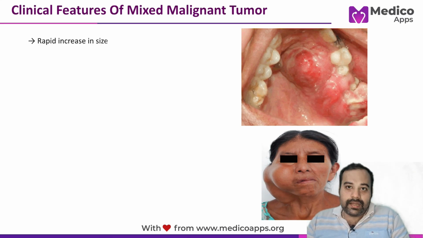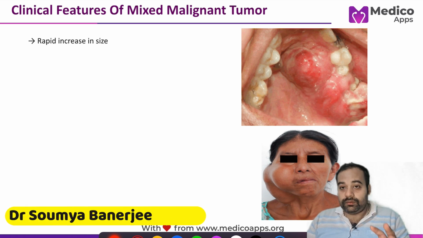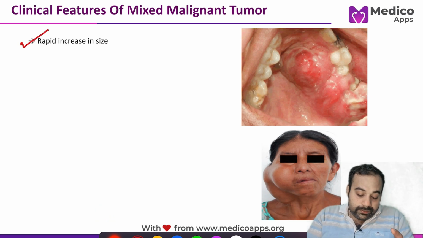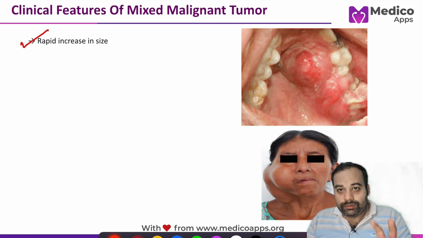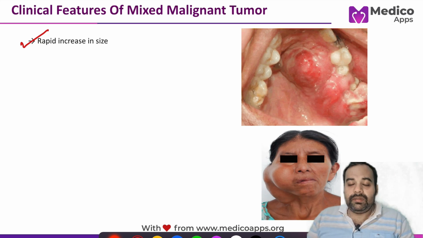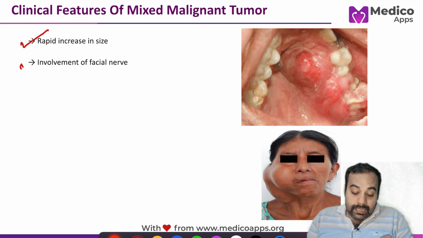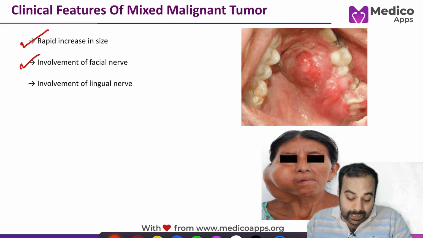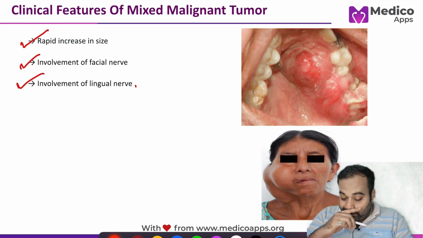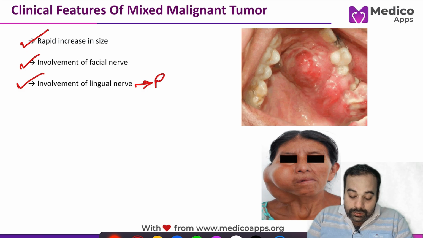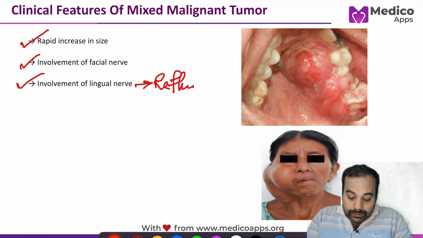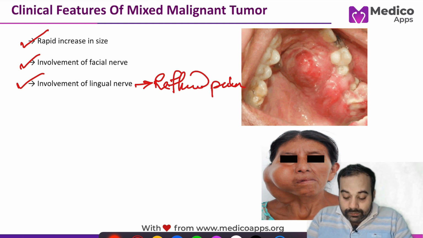Just a few ideas regarding your mixed malignant tumor, because when there is a mixed malignant tumor, it might present with rapid increase in size. So the duration of the history given by the patient will be short. And more often the patient will come to you with involvement of the facial nerve. Sometimes there is involvement of the lingual nerve that will cause referred pain, or referred otalgia.